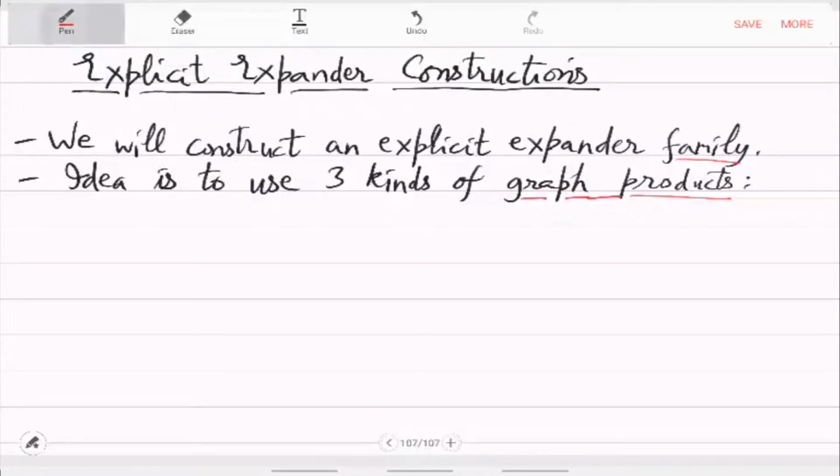So these operations, we will call them products because in some sense they will be multiplying two graphs. But the definition of multiplication will be different. So it may be powering a graph or just matrix multiplication for the adjacency matrix. Second type will be tensor product, and third type will be a combination of both, which is called zigzag product. And there will be a trade-off between degree and spectral gap.